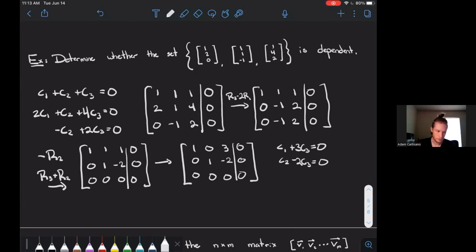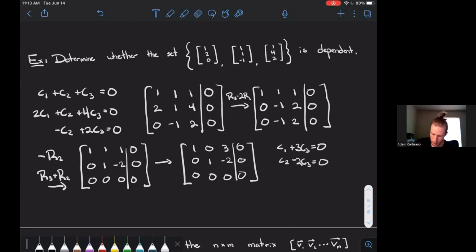But, oh, and of course C3, we have no condition. So the bottom row says 0 equals 0. So this is all there is to it. C3 is a free variable. So I'll just put C3.